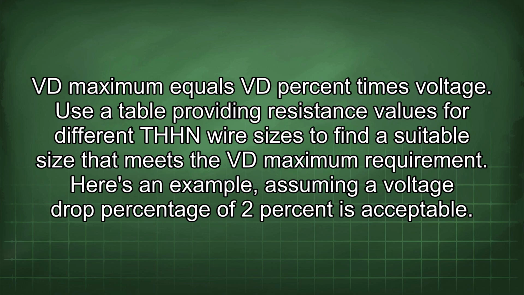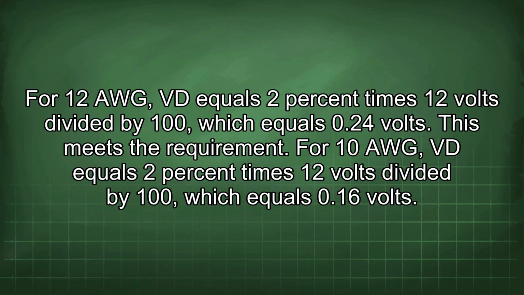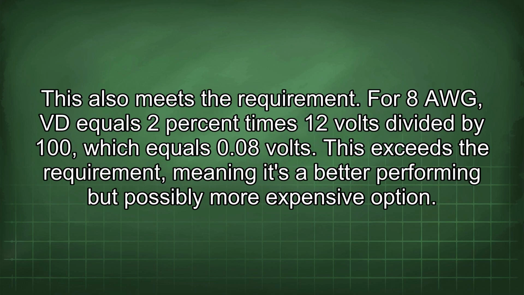Assuming a voltage drop percentage of 2% is acceptable. Calculate VD maximum. VD maximum equals 2% times 12 volts, which equals 0.24 volts. Now calculate VD for different wire sizes using the formula VD equals VD% times voltage divided by 100. For 12 AWG, VD equals 2% times 12 volts divided by 100, which equals 0.24 volts. This meets the requirement. For 10 AWG, VD equals 2% times 12 volts divided by 100, which equals 0.16 volts. This also meets the requirement.